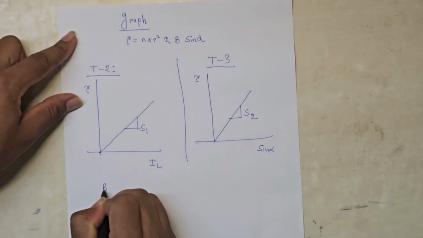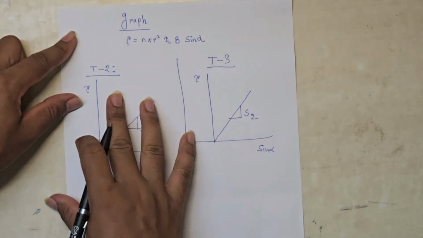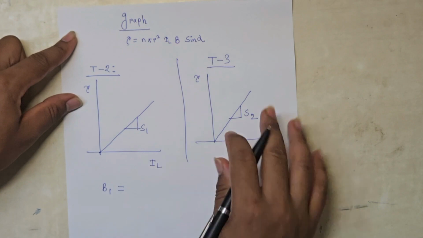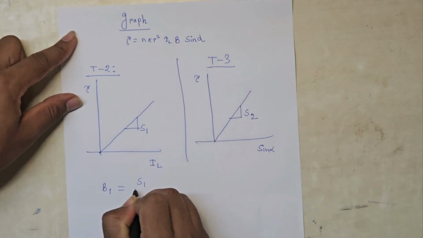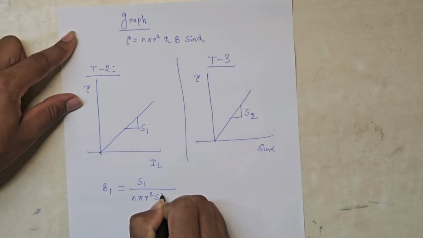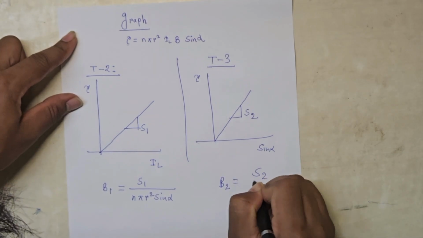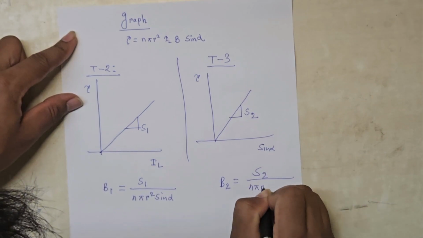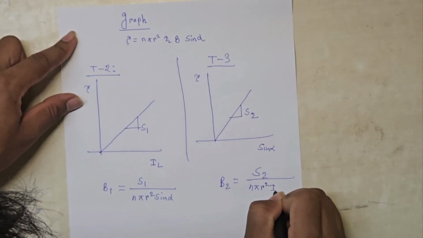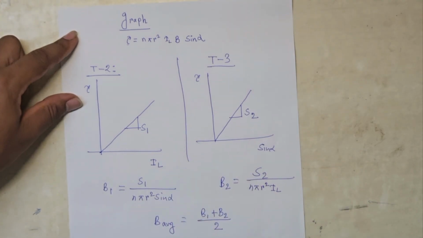From the slopes you can calculate, using this formula, B1 from table 2 and B2 from table 3. B1 is S1 by n pi r square sine alpha, and B2 is S2 by n pi r square IL. Now take the average of these two, B1 plus B2 by 2. So this is the method.